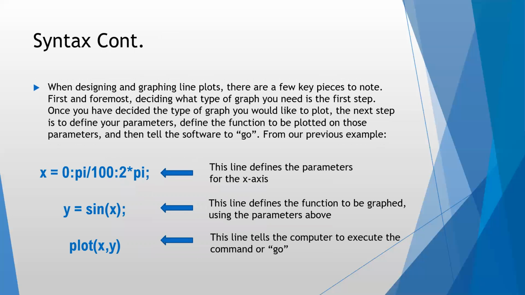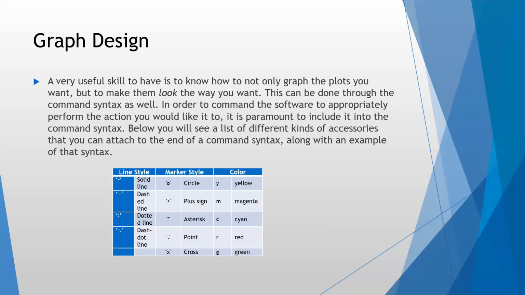have a comma and any sort of associated accessories you would like to add would be in quotation marks. So you would see the solid line, dotted line, dash dot line. You have different types of markers if you want to incorporate markers, different types of colors, things like that that are associated with each particular graph.